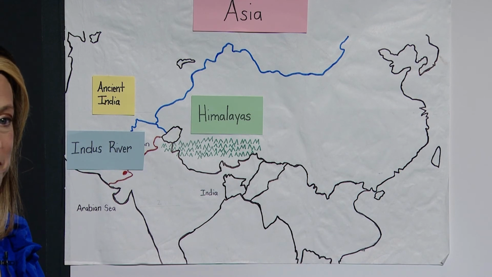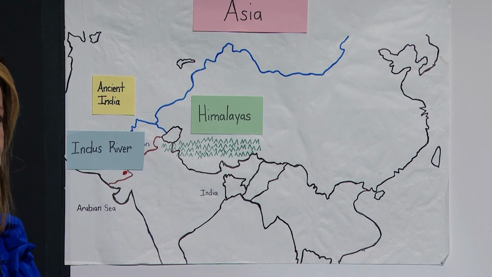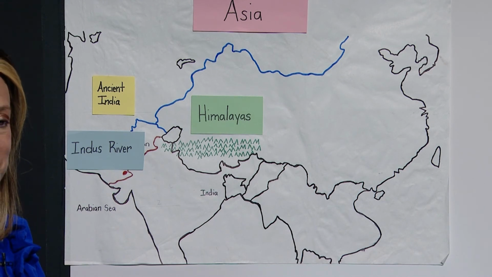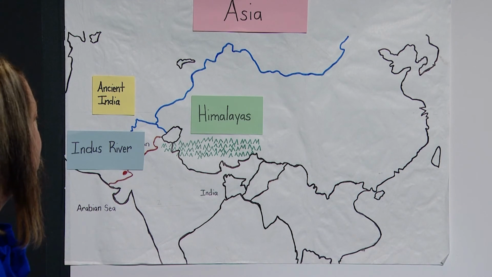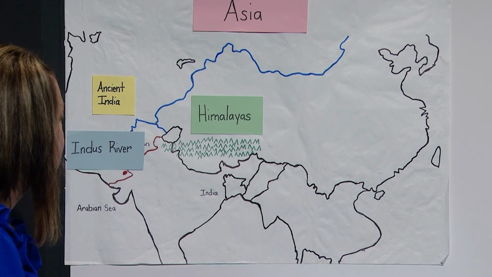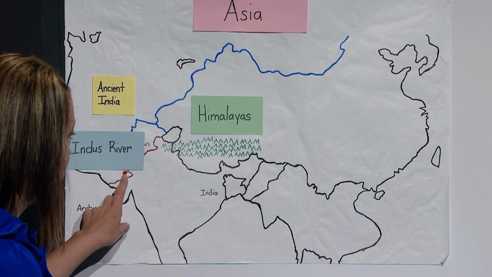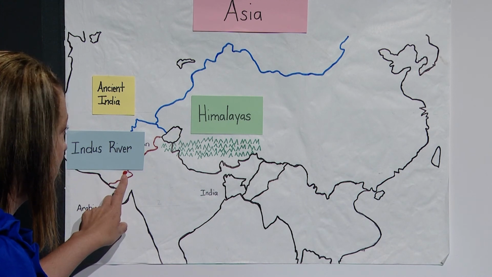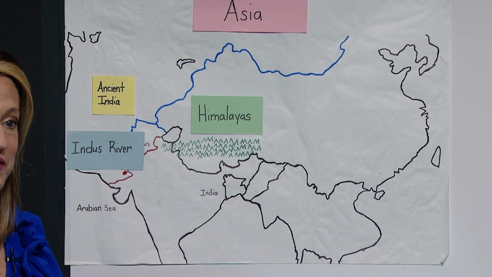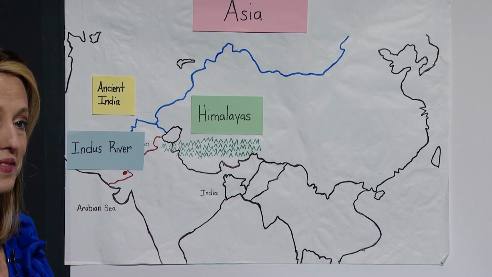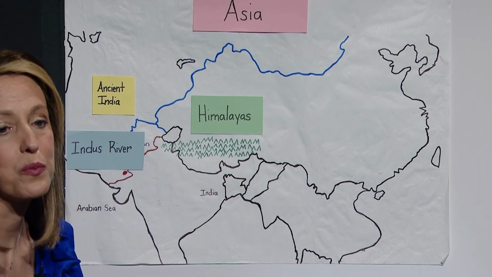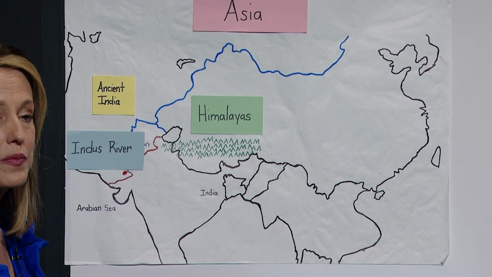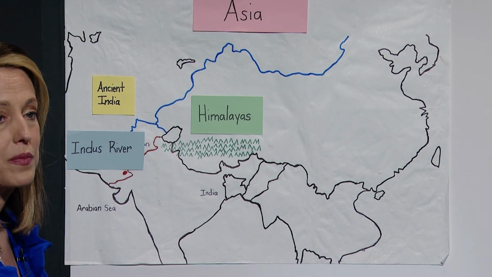Remember, as mentioned earlier in the lesson, the melting snow caps from the Himalayas, along with heavy spring rains, caused the water of the Indus to overflow its banks and flood the surrounding valleys. See this red dot? Located next to the Indus River, this is the city of Mohenjo-Daro. That we heard in the read aloud. Many cities like Mohenjo-Daro were able to form because of the rich soils of the floodwaters left behind.